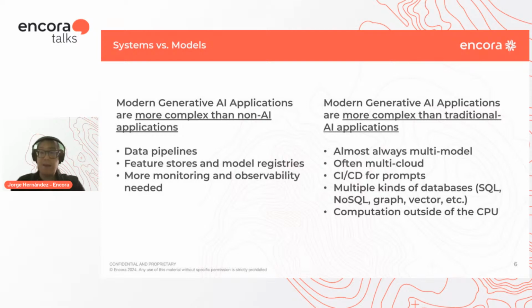And then modern generative AI applications are even more complex than traditional AI applications. They are almost always multimodal nowadays. They are often multi-cloud with all the complexity that involves. They involve CI and CD pipelines for prompts. It's not just code, it's not just data. Now you have prompts as well. And you have multiple kinds of databases almost all the time: SQL, NoSQL, graph databases, vector databases, of course, and the added complexity of having to do computation outside the CPU.